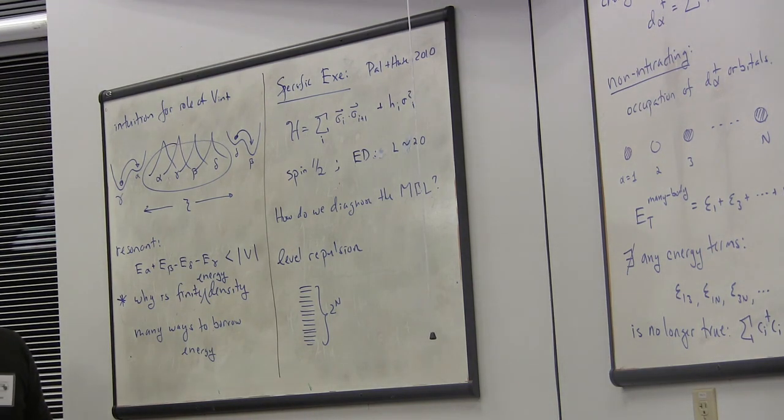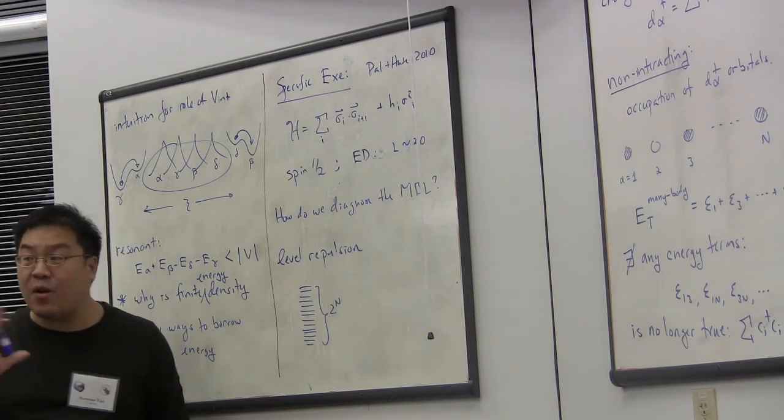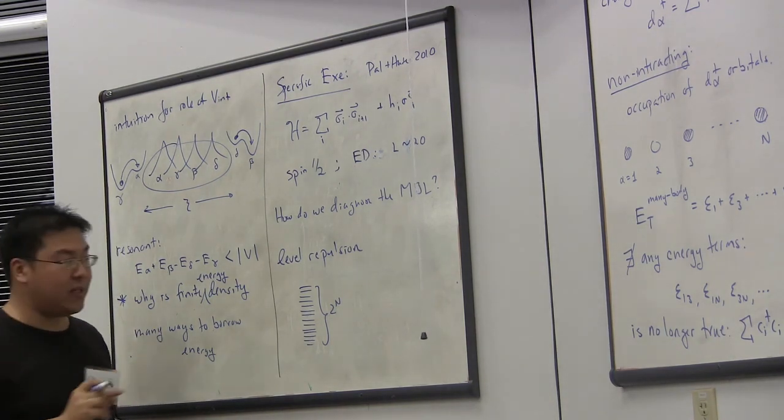And the reason why the level spacing never gets too close, you can think about very simply in terms of a 2x2 matrix.